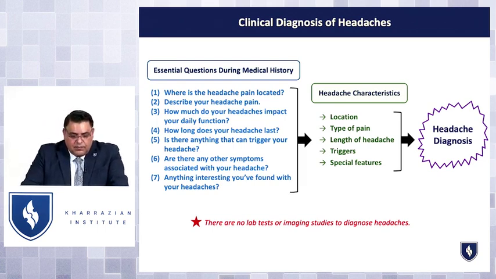Number 6, are there any symptoms associated with your headaches? Do they have any other things? For example, light sensitivity, sound sensitivity, or their face gets numb before the headache, like a sensory aura or something like that. Number 7, anything interesting you found with your headache? It's just an open-ended question to get any clues of anything else they may forget to tell you. But these are the 7 most important questions to ask when you're evaluating a patient with headaches.